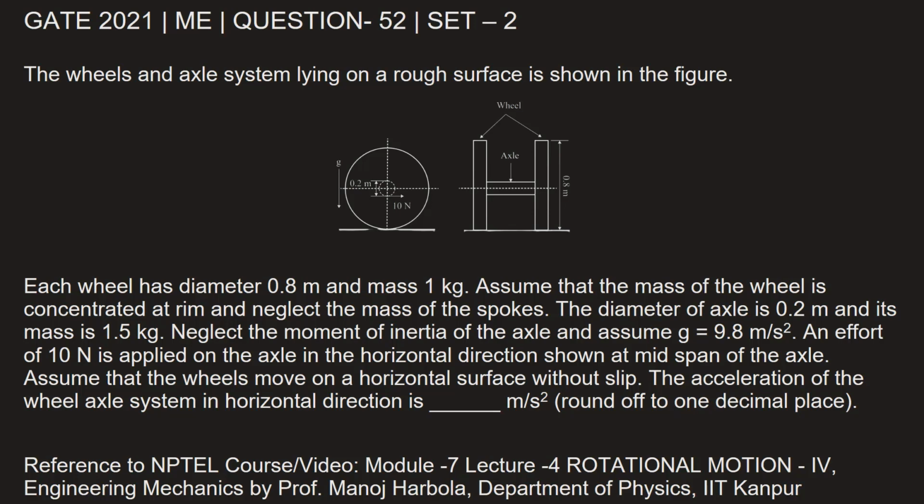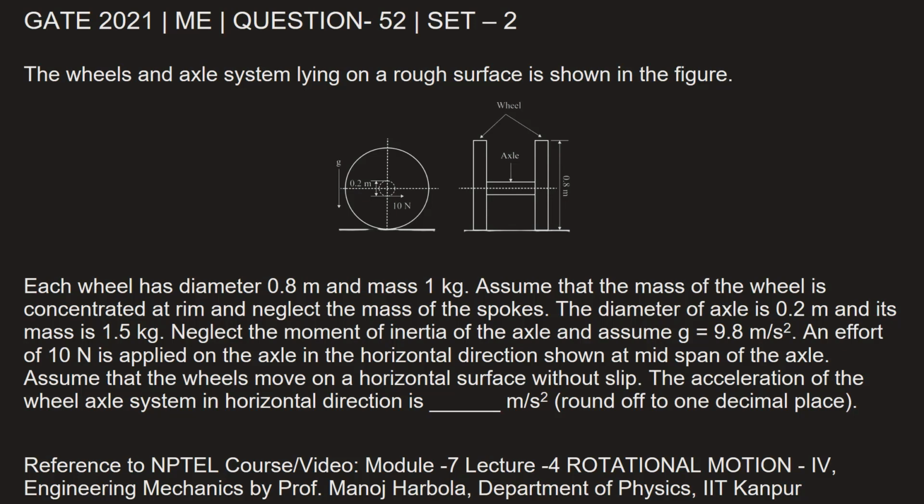This question is from GATE 2021 Mechanical Engineering paper set 2, question number 52. The wheels and axle system lying on a rough surface is shown in the figure. Each wheel has diameter 0.8 meter and mass 1 kg. Assume that the mass of the wheel is concentrated at rim and neglect the mass of the spokes. The diameter of axle is 0.2 meter and its mass is 1.5 kg.